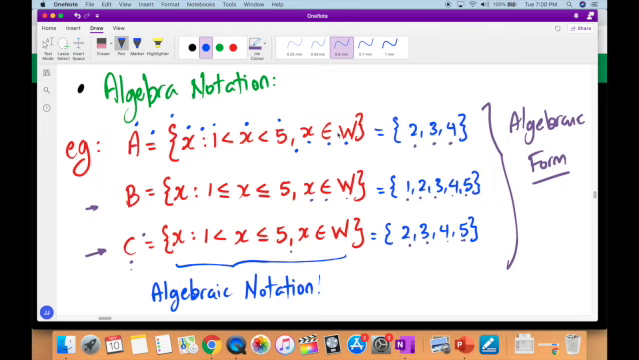Imagine if you had to write this out in set builder form. Then that's a whole paragraph you had to write out there. So the algebraic form helps us. It helps us to write a little easier.